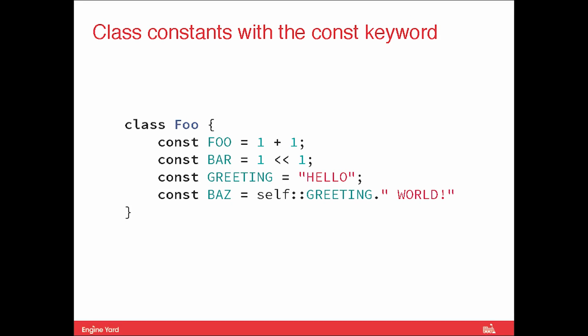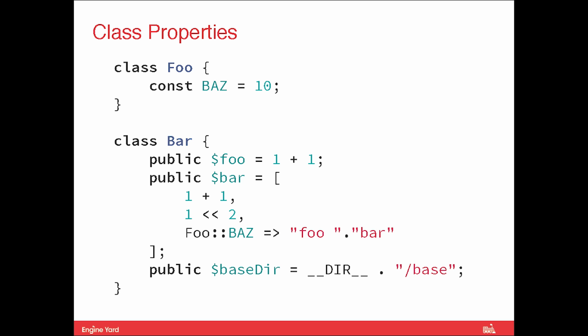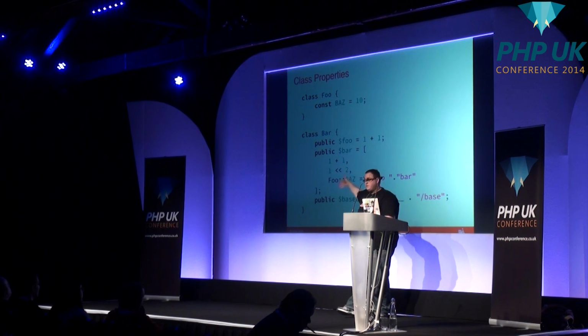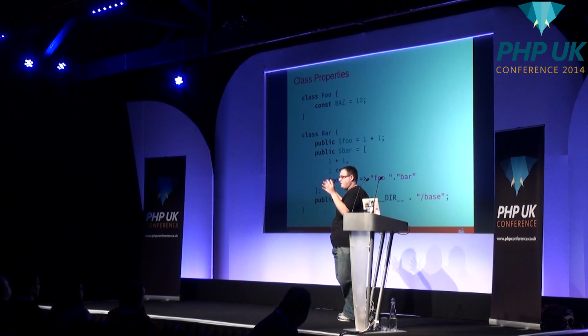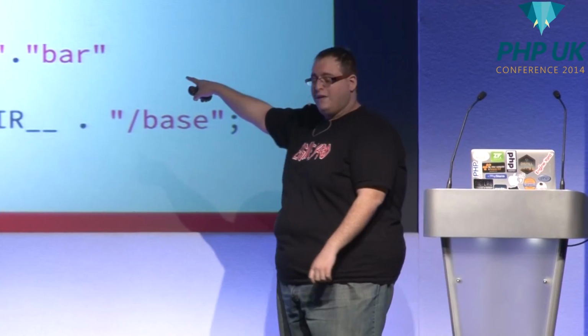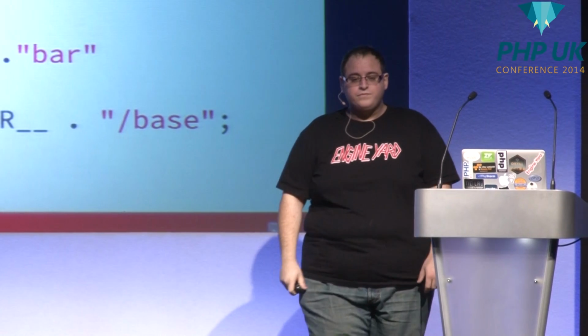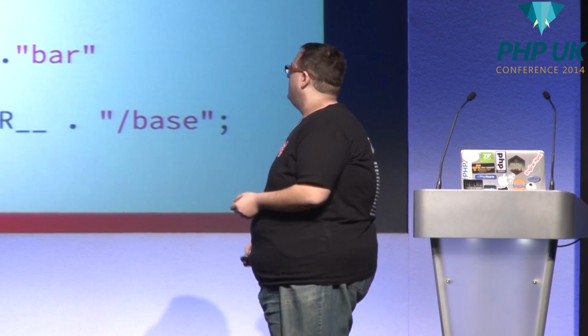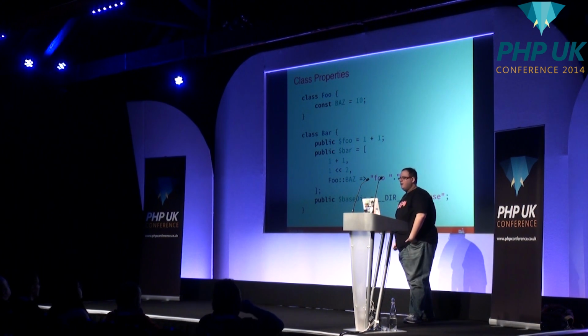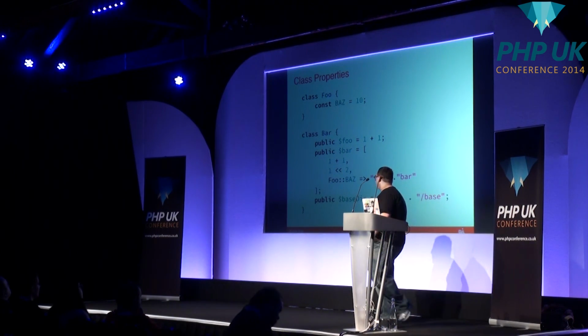Class constants are basically the same, except they're within the scope of a class. Class properties, however, this one I think is kind of cool. It used to be that they had to be a straight string or a number, same as constants, or a static array, something like that. Now you can do expressions, including, for example, concatenation. So this one is actually really cool. You'll notice I used double underscore DIR there for the magic constant. That one's a nice one to be able to do.